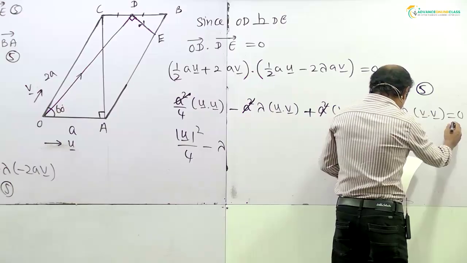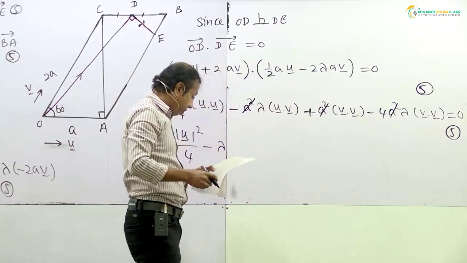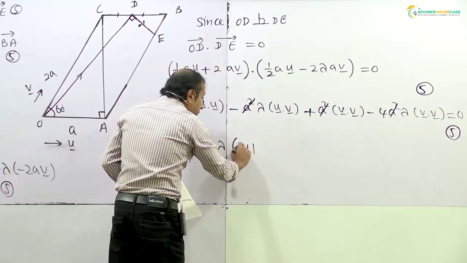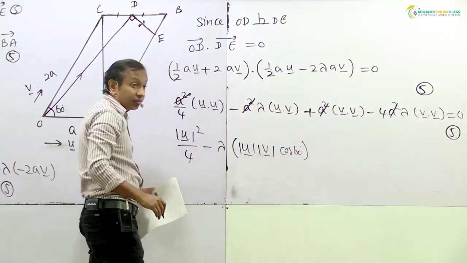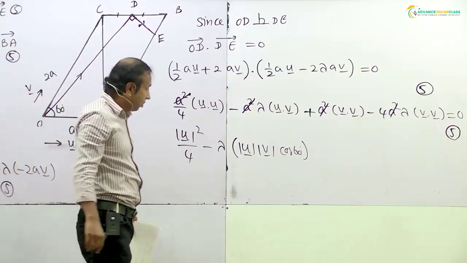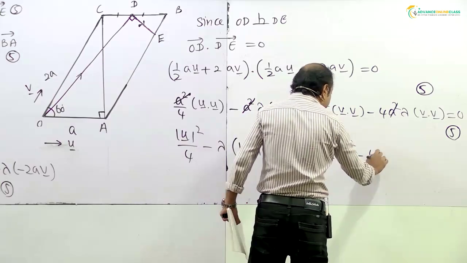And for this also 5 marks are given, no? Right. U dot V. Tell me, what is U dot V? Mod U, mod V, cos what? 60. Am I correct? U means what? Along this direction, a unit vector. V means what? Along this direction, a unit vector. What is the angle between them? 60. So what is U dot V? Mod U, mod V, cos 60. Understand? Here, V dot V is mod V squared, 4 lambda.